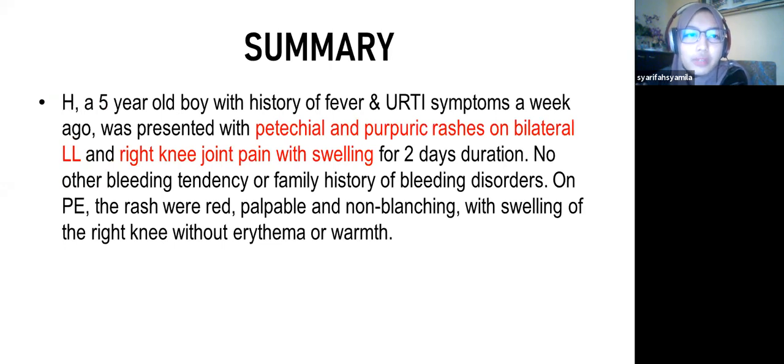For summary, a 5-year-old boy with history of fever and URTI symptoms a week before presentation, presented with petechial and purpuric rashes on bilateral lower limbs and right knee joint pain with swelling for 2 days duration. There was no other bleeding tendency and no family history of bleeding disorders. On physical examination, the rashes were red, palpable, and non-blanching with swelling of the knee.